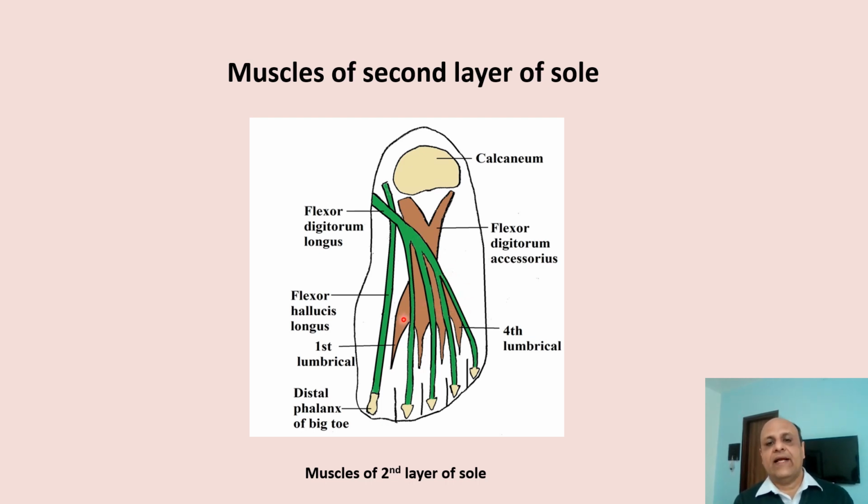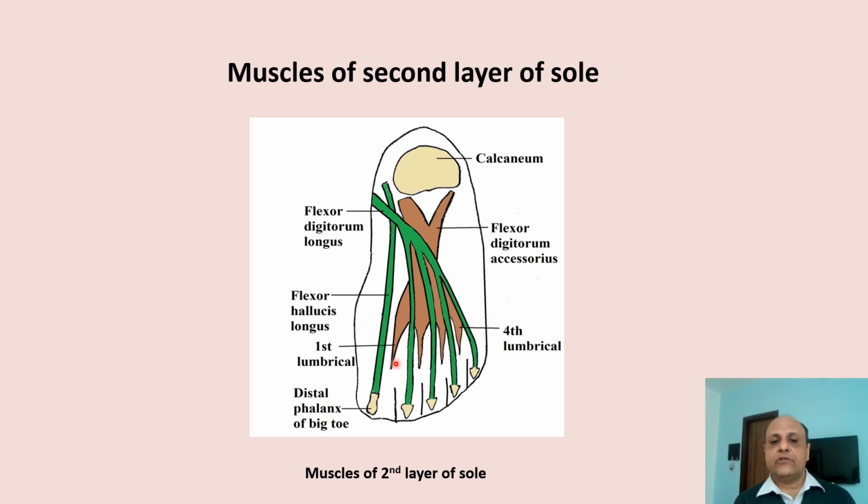Then we have the lumbricals. So first lumbrical arises from the medial aspect of the first tendon of flexor digitorum longus. Second lumbricus arises from the adjacent sides of the first and second tendon. Third lumbrical arises from the adjacent sides of the second and third tendon of flexor digitorum longus, while the fourth lumbrical arises from the adjacent sides of third and fourth tendon of flexor digitorum longus.